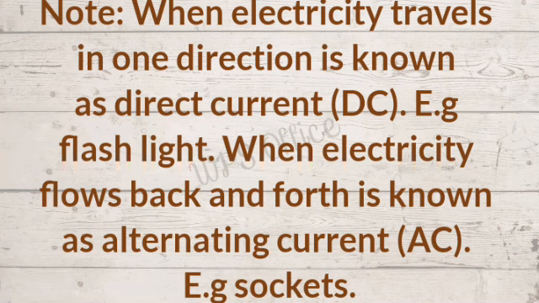Note, when electricity travels in one direction, it is known as direct current, which is known as DC. For example, a flashlight is an example of direct current.